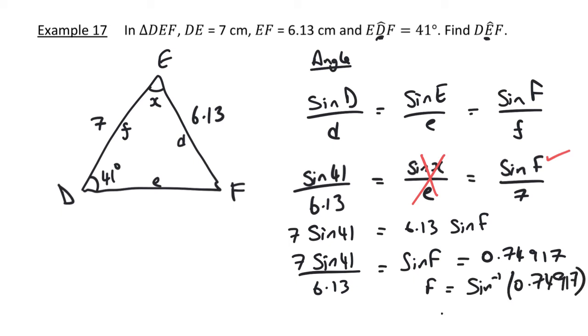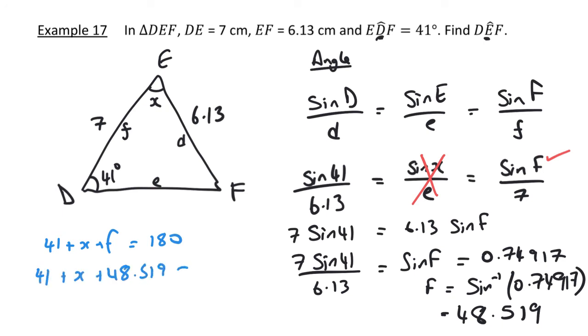So F then is the inverse sine of 0.74917, which is 48.519 to 3 decimal places. So we need to then work out E, and to do that we've got 41 plus x plus F equals 180. So we've got 41 plus x plus 48.519 equals 180. So x then is going to work out 180 minus the other two angles, which is 90.5 degrees to 1 decimal place.